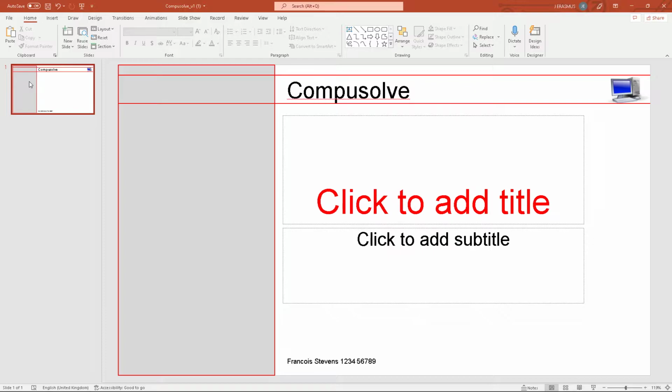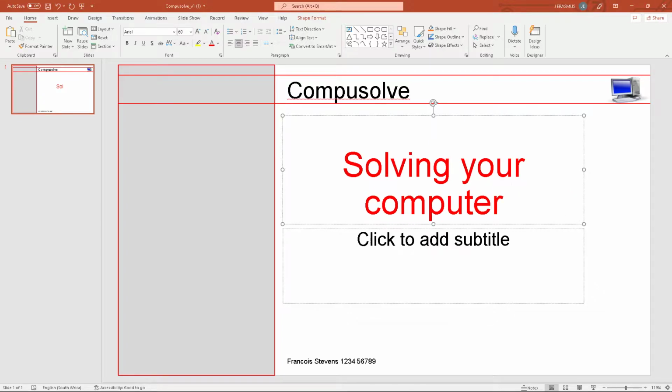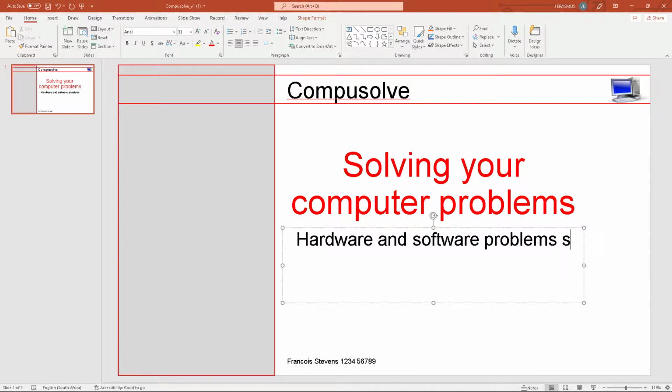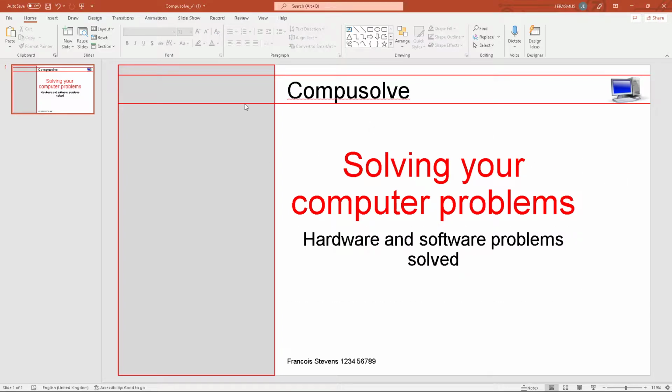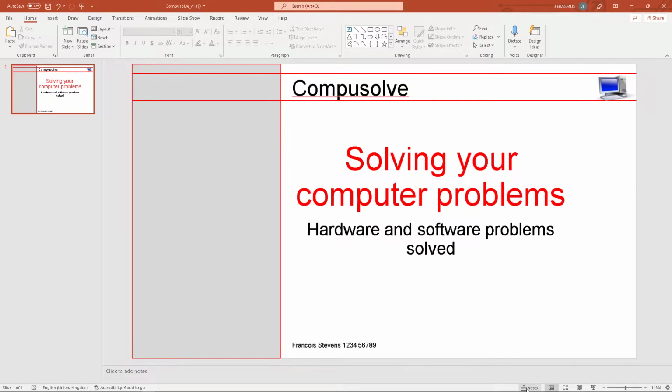Let's close. And now we actually want to use the master slides. So the first thing we're going to do is enter the heading, solving your computer problems. Then our subheading is hardware and software problems solved. And we also want to have notes with this. So when you give this presentation, you as the presenter want to see notes. This is what the people will see. They will only see this view, but on your computer you'll be able to see the notes.